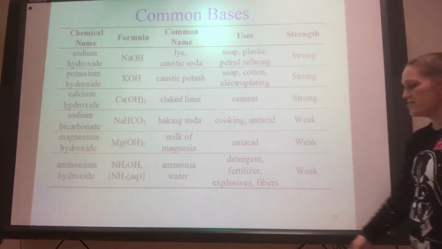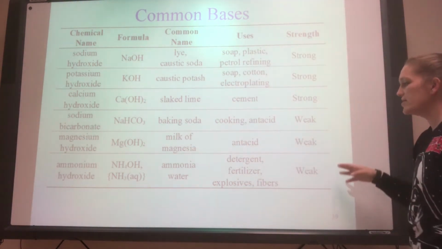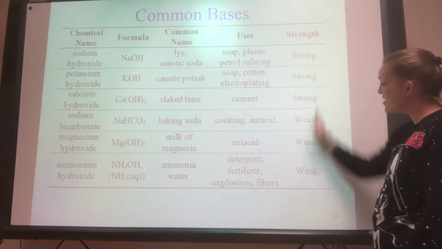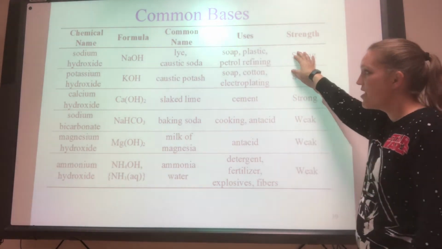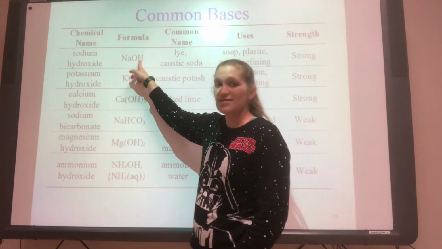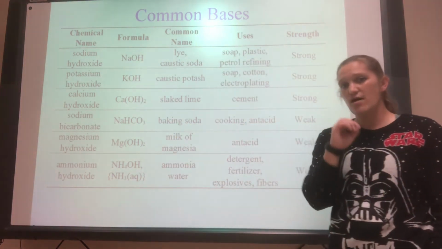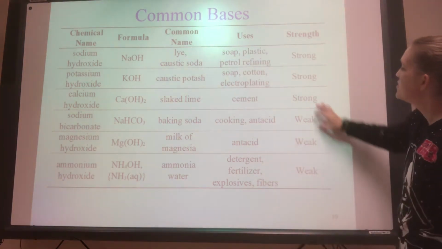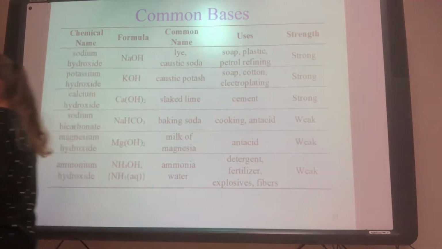Now, you might say, wait, this is a little bit stronger, but it's listed as weak. Remember, we're not going to correlate the strength of what it does with the strength here. When we say strength here, we're talking about how much it dissociates. If I say it's a strong base, that means this formula is going to separate completely into Na plus and OH minus, into the ions. So strength doesn't mean how bad it is for us. It means how much it separates into ions versus staying as the molecule. Okay? So these are strong bases, these are weak bases. You need to have those known.